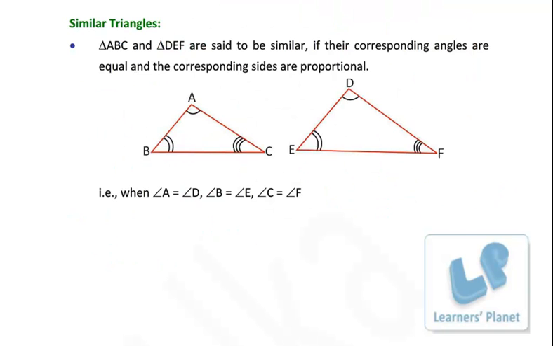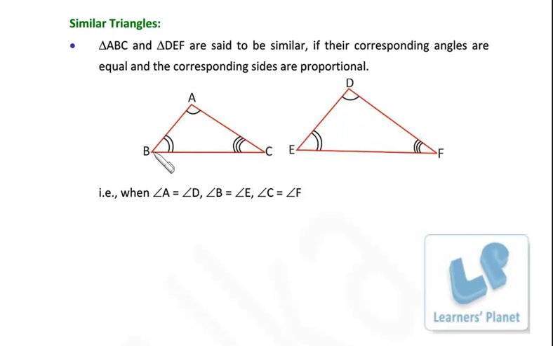Now let's discuss a very important concept, that is similar triangles. Many questions from similar triangles are frequently asked in competitive exams, so you must be clear with the basics of similar triangles. Now what exactly are similar triangles? Triangles ABC and DEF are said to be similar if their corresponding angles are equal and corresponding sides are proportional, right? In fact, if two triangles are similar, obviously their sides will be in proportion.